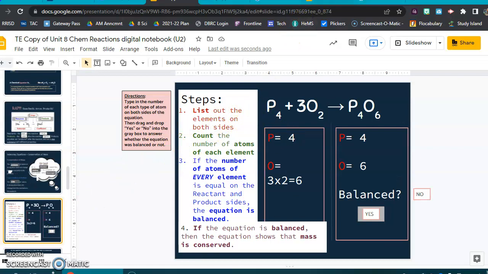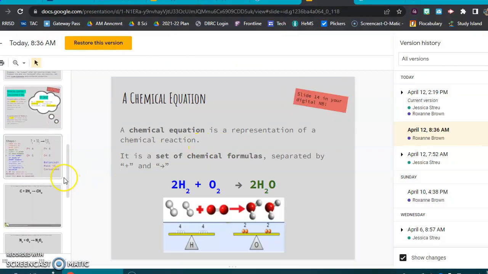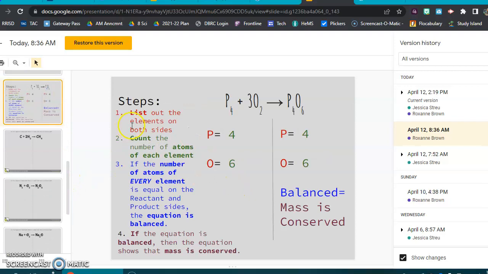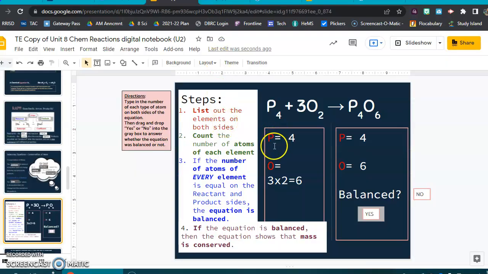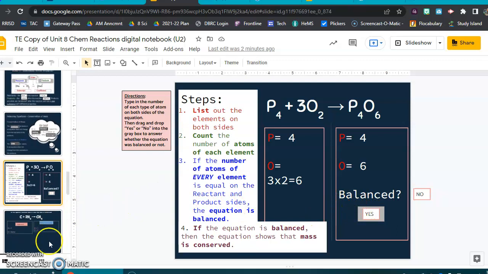So what we did is, and I'm going to go back to the slides so you can see this a little better, list them out. So we listed out the phosphorus and oxygen on both sides. Were there other elements present? Nope. Then we can keep going. Count the atoms. So P had 4, oxygen had 3 times 2 for 6. There we go, 4 and 6, because I have 6 and 6 oxygen and 4 and 4 phosphorus. Are these balanced? Yes. And then mass is conserved.